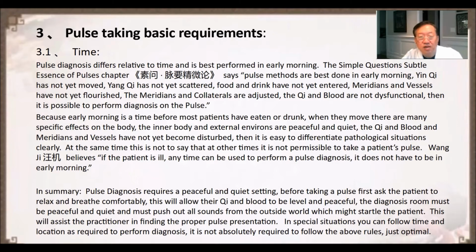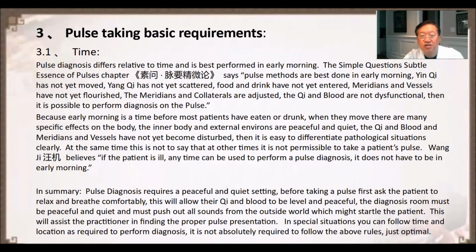The meridians and collaterals are adjusted, the qi and blood are not dysfunctional, then it's possible to perform diagnosis on the pulse. Because early morning is a time before most patients have eaten or drunk, when they move, there are many specific effects on the body. The inner body and external environments are peaceful and quiet. The qi and blood and meridians and vessels have not yet become disturbed. Then it's easy to differentiate pathological situations clearly.